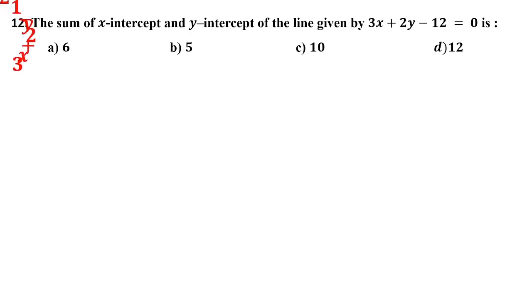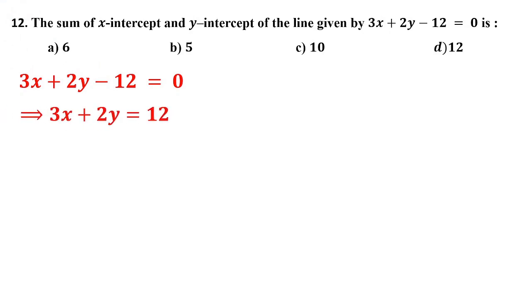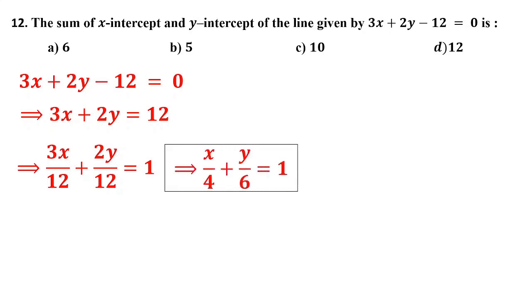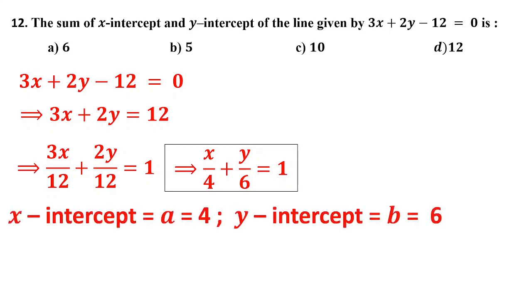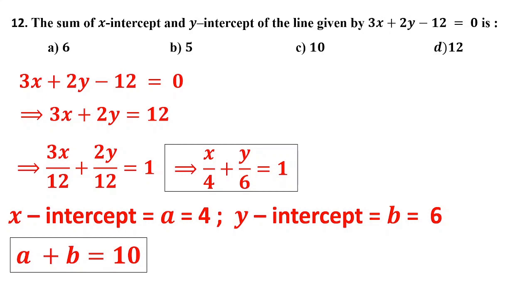We have to take the line and express it in intercept form. For that, push the constant to the right hand side and make the right hand side 1. I am getting x by 4 plus y by 6 is equal to 1. Compare it now with x by a plus y by b is equal to 1. A is equal to 4, b is equal to 6. Therefore, when you add them, you will get 10. Therefore, the option is C, 10.